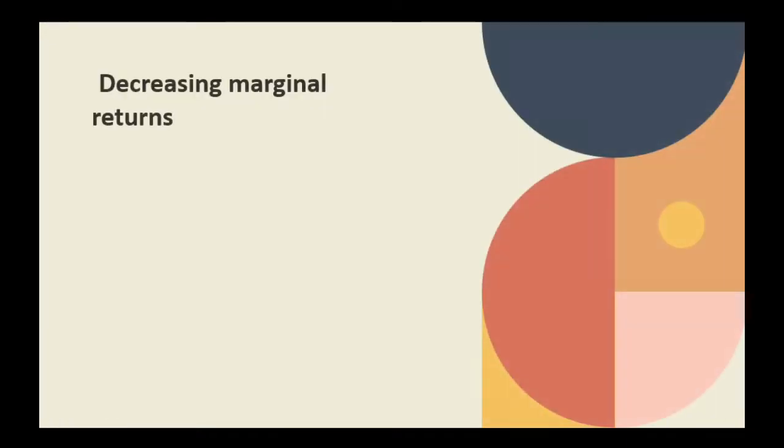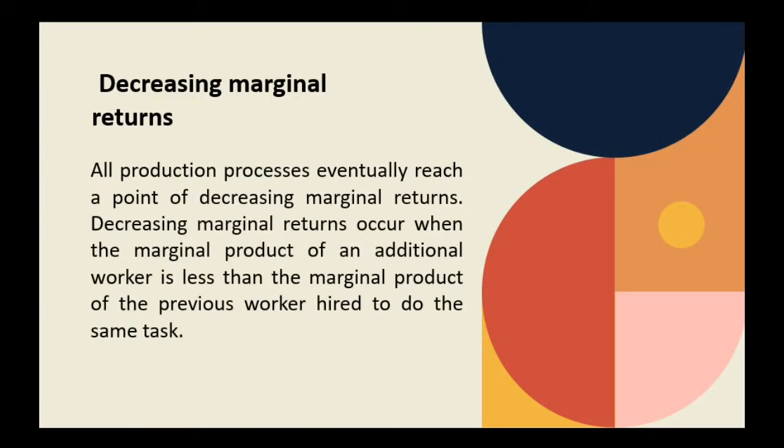While decreasing marginal returns, on the other hand: all production processes eventually reach a point of decreasing marginal returns. Decreasing marginal returns occur when the marginal product of an additional worker is less than the marginal product of the previous worker hired to do the same task. They arise from the fact that more and more workers use the same equipment and workplace. Thus, as more and more workers are employed, there is less and less production for the additional worker to do.